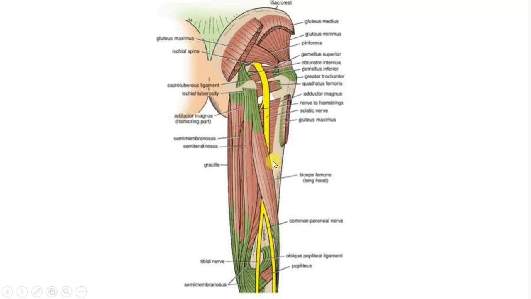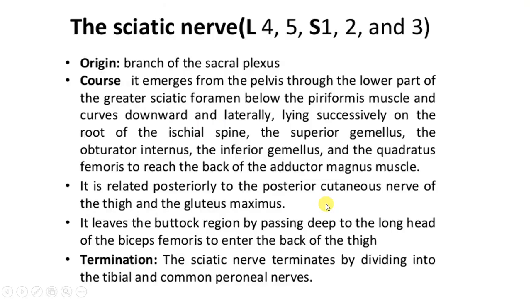Here will be the origin of twist. When it comes to the apex of the popliteal fossa, the upper end of the popliteal fossa, it divides into two. One is tibial and another one is the common peroneal part.